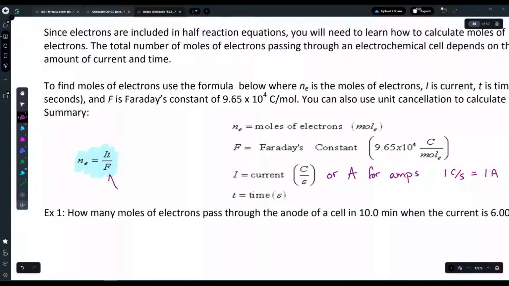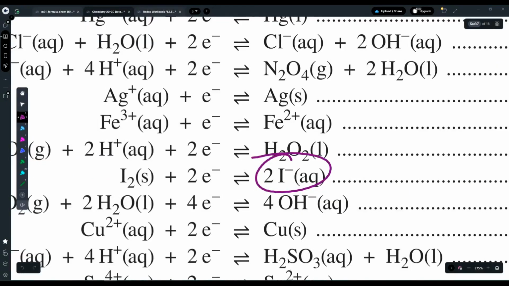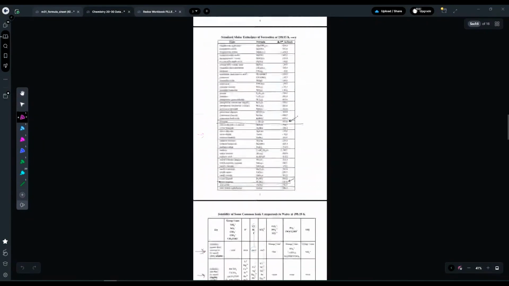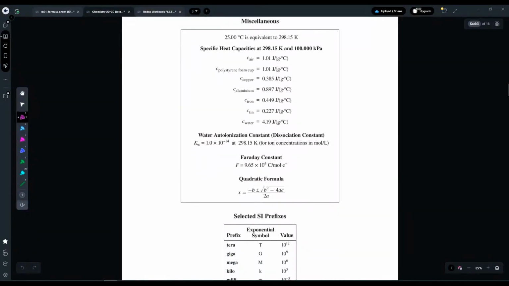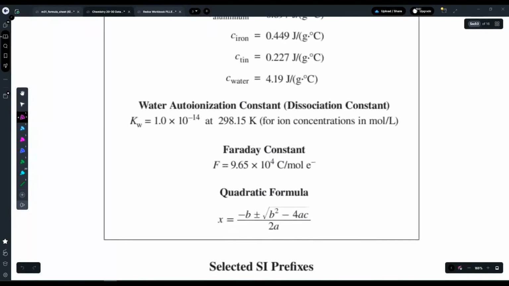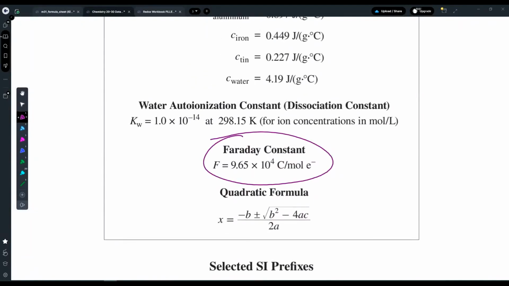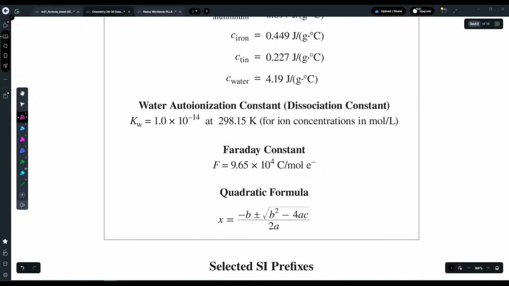Okay, and then it's divided by Faraday's constant, which is 9.65 times 10 to the power of 4 coulombs per mole of electrons. So that constant there, you can find it in your data booklet. If you go to page 3, you'll find it kind of midway through right here. So you don't have to memorize this number. You have it given to you in your data booklet.